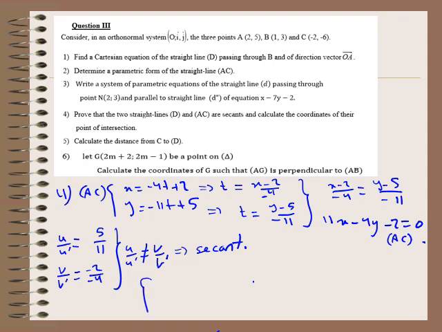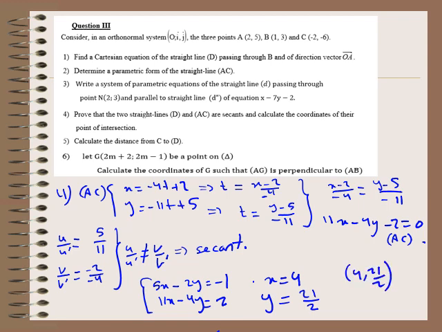Find the intersection of the two lines. 5x minus 2y equals minus 1, and the second equation 11x minus 4y equals 4. Using a calculator, we find x equals 4 and y equals 21 over 2. So the intersection of the two lines D and AC is (4, 21 over 2).